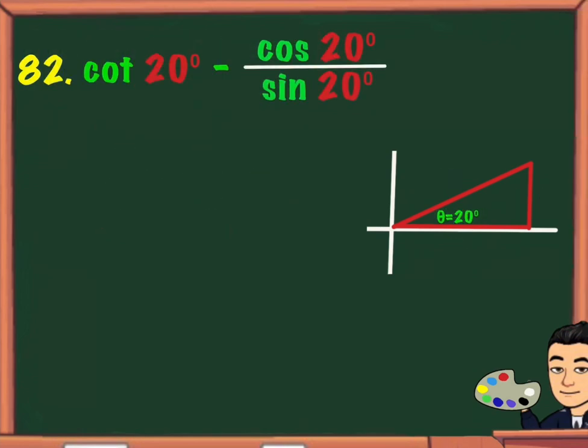For number 82, we're working with just one triangle. You see that everything is 20 degrees. So you can rewrite that cotangent is x over y, and you know that cosine is x and sine is y, so we have another x over y. So your answer is going to be 0.